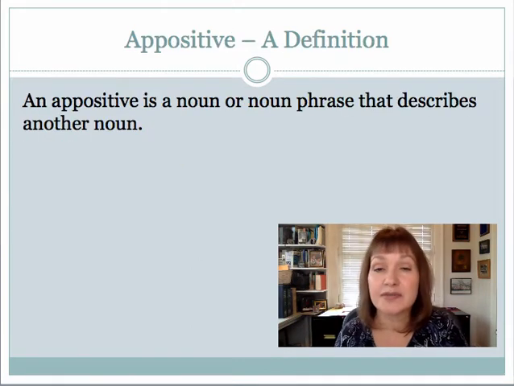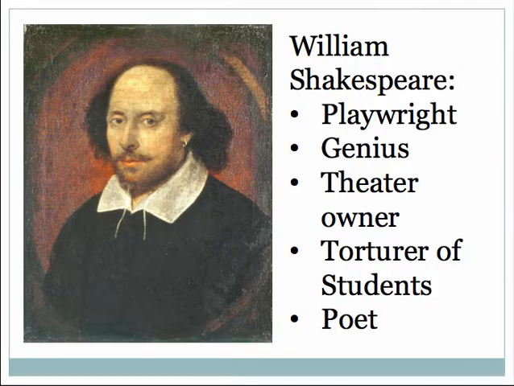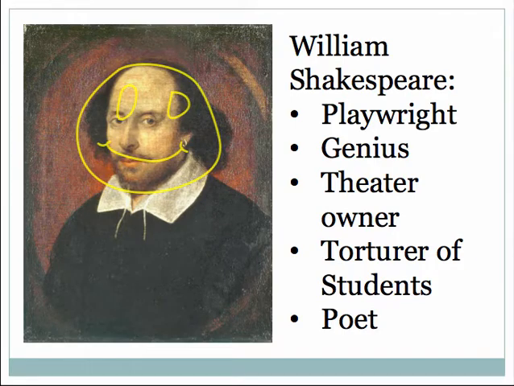An appositive is a noun or noun phrase that describes another noun. Let's think about a noun. Here's one of my favorite nouns, William Shakespeare. We could describe him using many nouns. He could be described as a playwright, as a genius, as a theater owner, as a torturer of students, if you're feeling a little hostile toward Mr. Shakespeare, or as he liked to refer to himself, a poet.